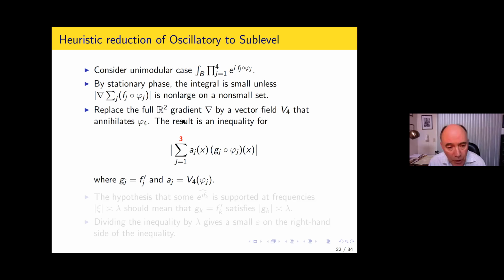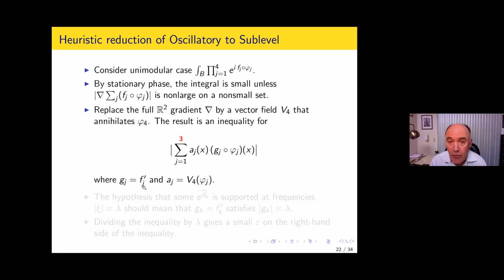by the chain rule, out come certain factors. So we get variable coefficients, and now we have a sum of functions composed with the phi j's. And now the functions gj that arise are the derivatives of the original functions. So again, this is going to be purely heuristic. I can't quite do this in the measurable case.